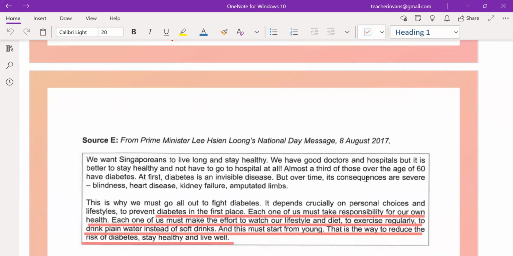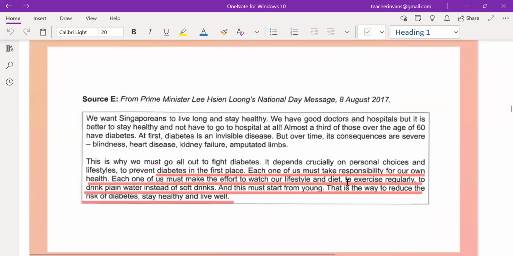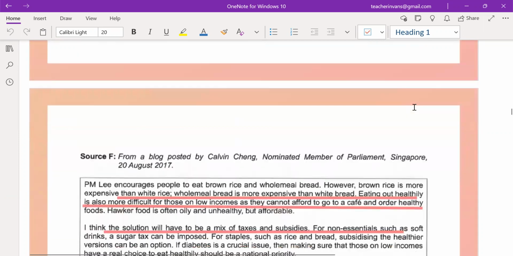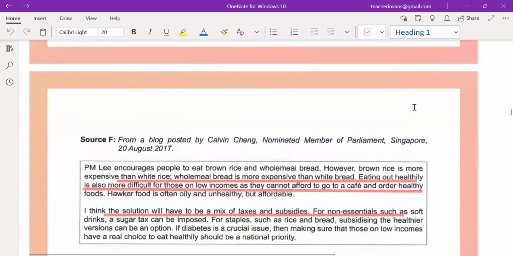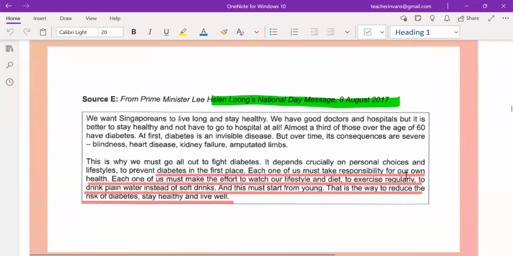Okay, now let's take a look at the surprise question. After reading source E, will you be surprised specifically by source F? Now, let's take a look. Let's jump a little bit. When we look at surprise, we are looking at this as the minister, and this is on 8 August 2017. The next source is 20th August 2017. So it feels as though this is a response to whatever was mentioned in source E.